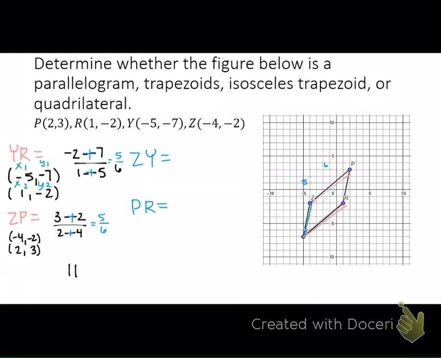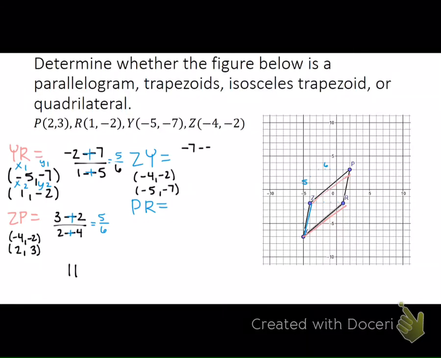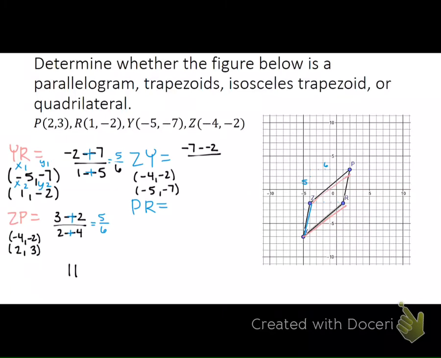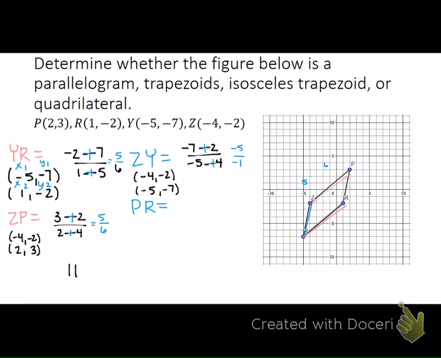So now we do ZY. So Z is at (-4, -2), and Y is at (-5, -7). So we have -7 minus a -2 over -5 minus a -4. Please ask questions if you're confused on how I'm doing anything. So I add that, and that is -5 over -1.